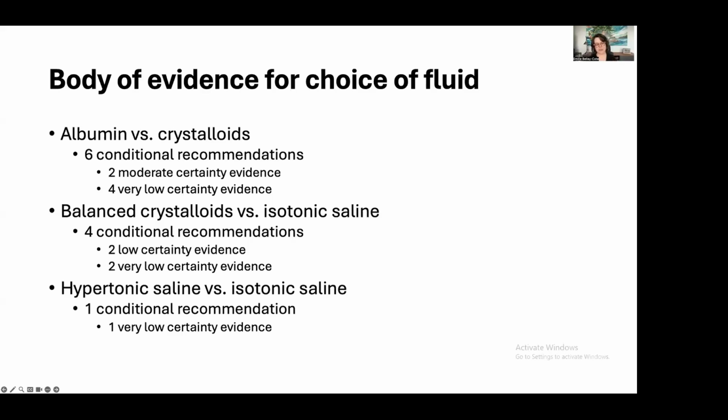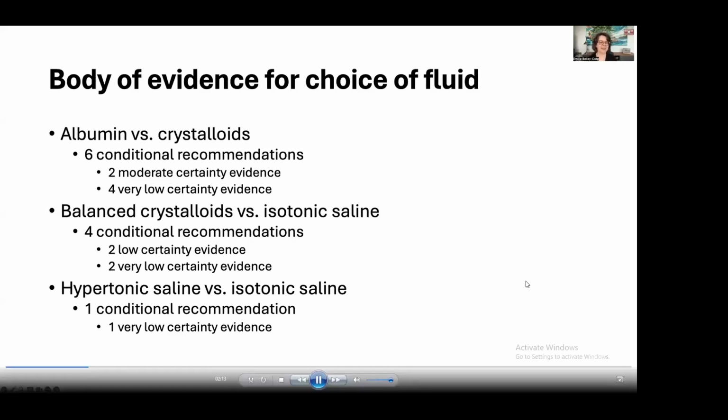So you may wonder, because you read the papers like I do, wow, all these big New England Journal of Medicine trials, how come we end up with very low and moderate certainty evidence? So that's what we're going to dive into a little bit for the next few minutes.